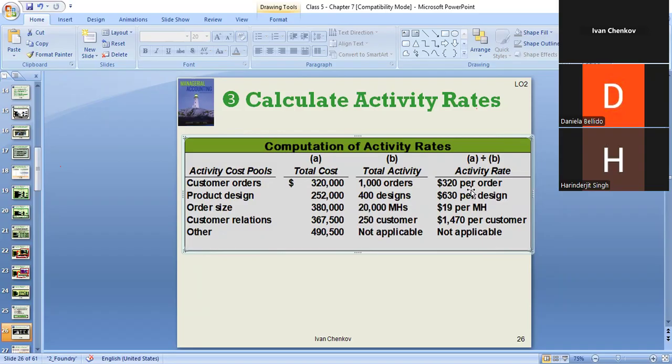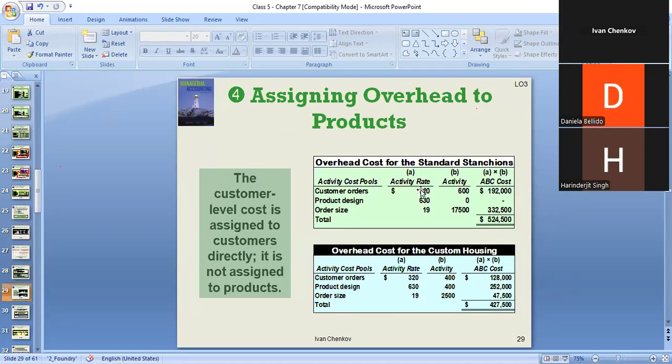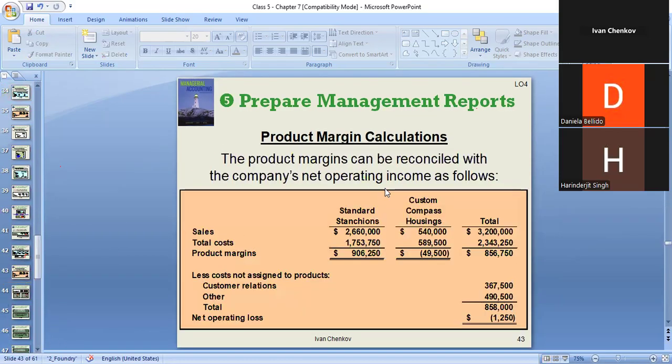Going forward, is there anything we can do? And once we come up with this, the most important part of the whole exercise is to come up with the cost, how much of that $1,810,000 will be allocated to each of the divisions. In order to come up with this calculation here, which gives us, based on those two activities that we have, the standard sanction and the custom compass, how much each of those divisions contributes to the company in terms of product margin.